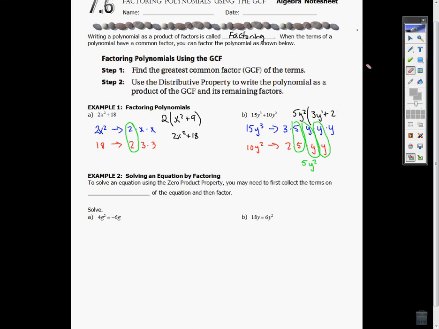Just a 2. So I can close up that parenthesis there, and that would be my factored form.